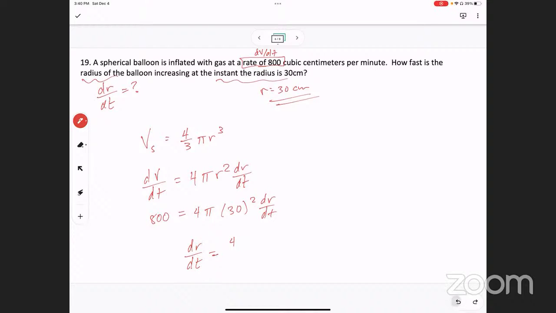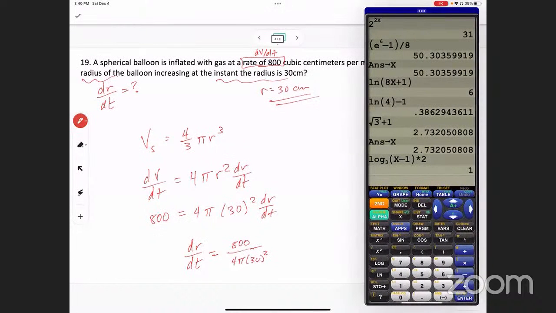That should be in the bottom, not on the top. 800's on the top. And you got 4 pi... I got 14.13. Let's see if you're right. 800 divided by, and I'm going to use parentheses, 4 pi 30 squared. Wait, I think it's opposite. I think 4 pi 30 squared is divided by 800.